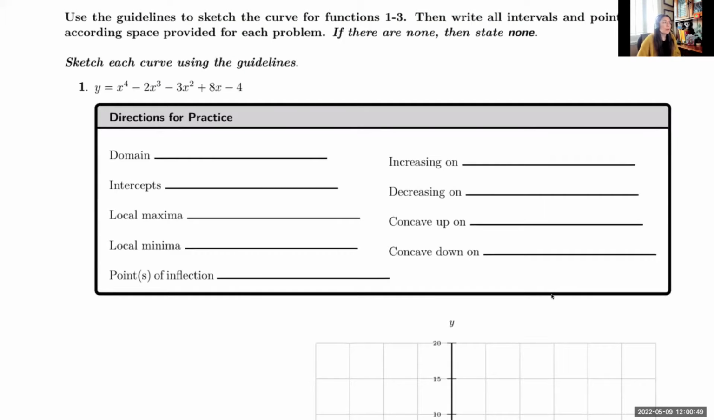So the first problem we have is a polynomial of 4th degree. We do know a few things about polynomials. They're continuous, differentiable, smooth, and they have a domain of all real numbers. So right away, the domain is going to be all real numbers, so negative infinity to infinity. So we got one down.